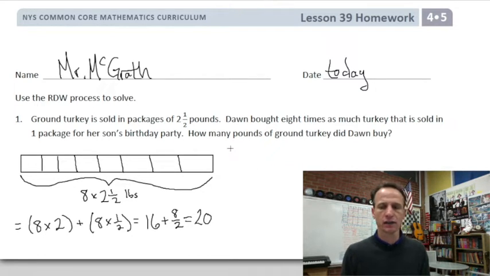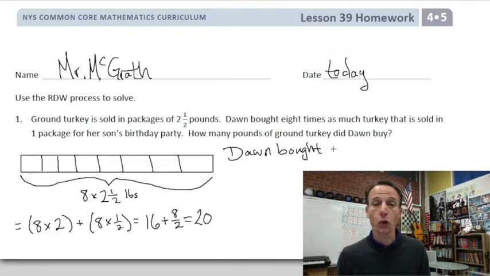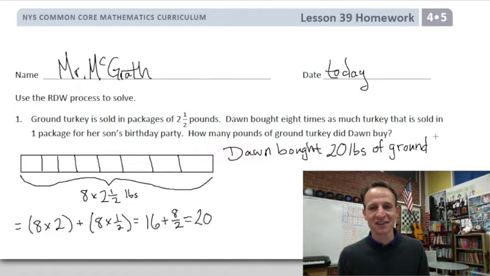So Dawn, bless her heart, Dawn bought a whopping 20 pounds of ground turkey. Turkeys, run for safety! Oh my goodness, that's a lot of ground turkey.